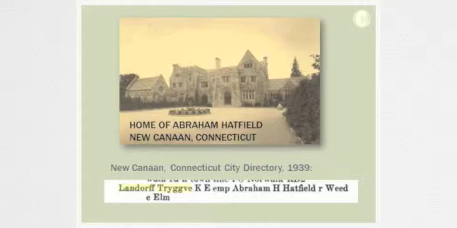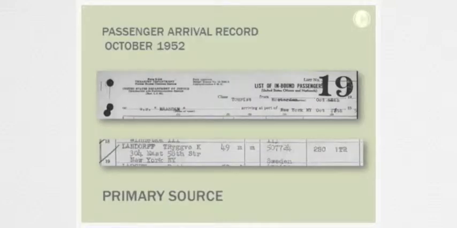And this is his passenger arrival record in 1952. So at some point he went back to Sweden, which was not uncommon. Immigrants often did this, after they'd been here for a while and they'd saved some money. They often went back home to visit family members. So we know that in October of 1952, he came back from Sweden to New York.